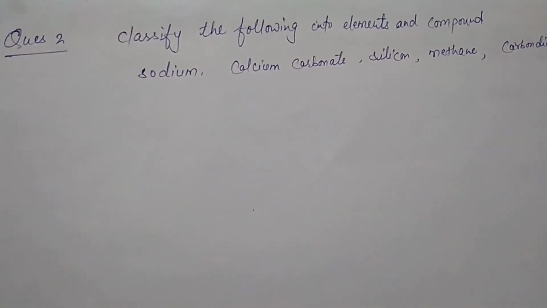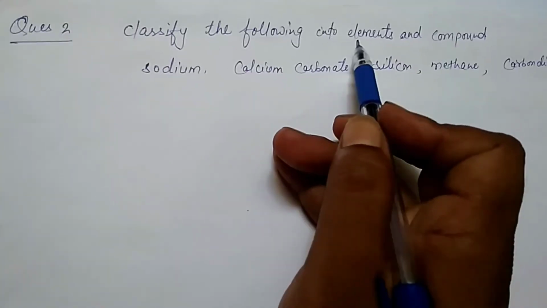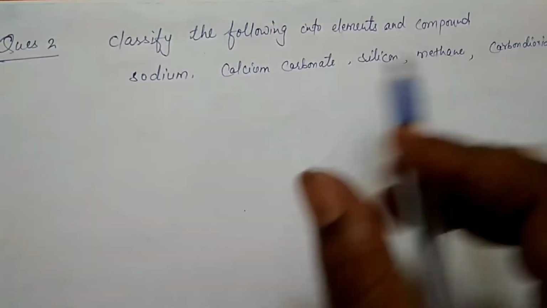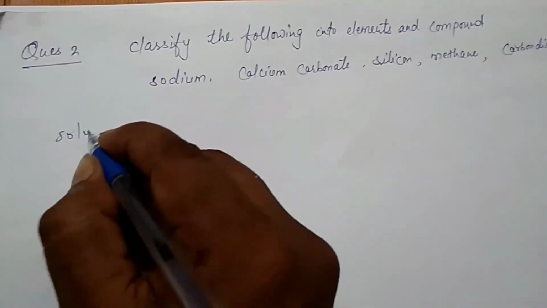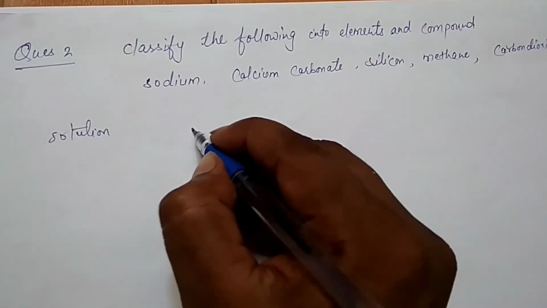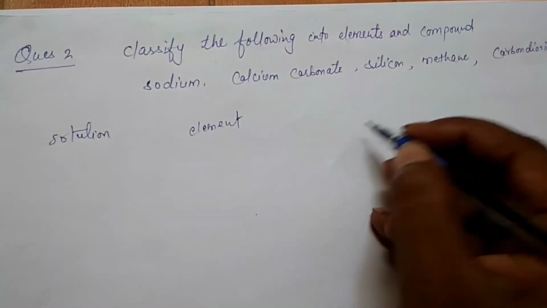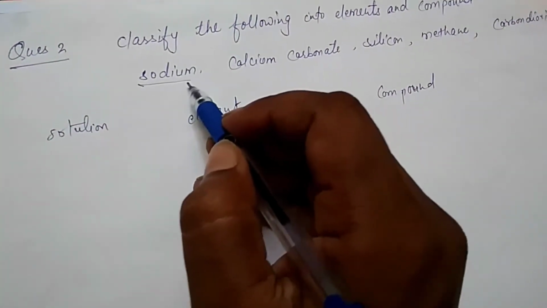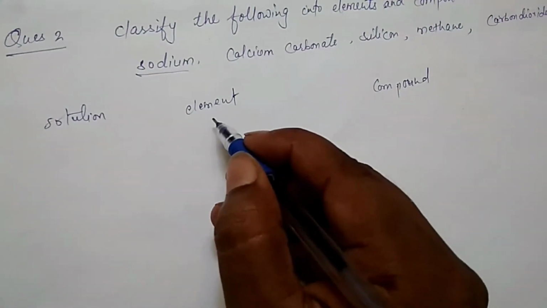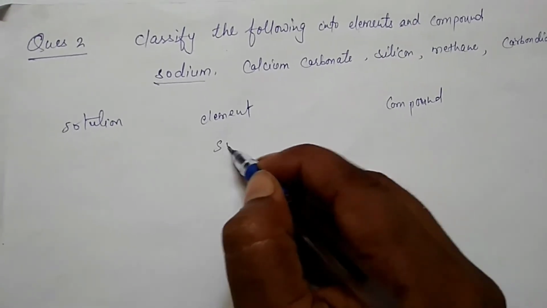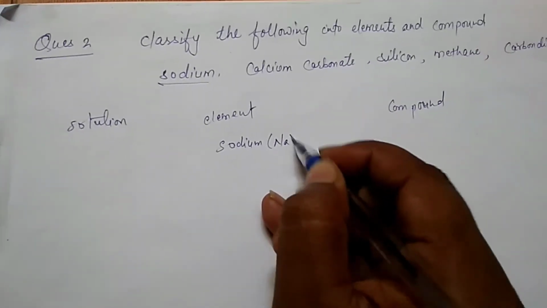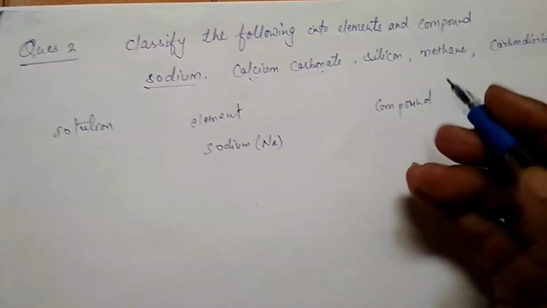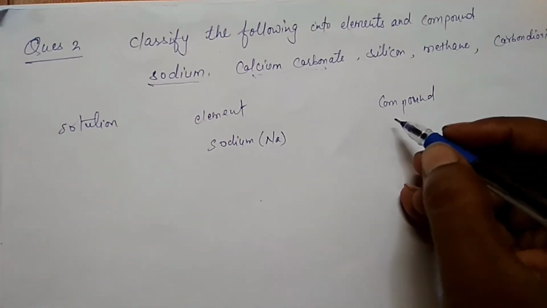Now see children, question number 2. Classify the following into elements and compounds. Okay, we have to separate the elements and compounds from these, children. So the solution is, first we will separate, this is element and this is compound. Now sodium is a single form of substance, so it will be an element, children. Sodium, its symbol is Na. Calcium carbonate, children, is the combination of calcium, carbon and oxygen, so more elements are combined chemically, so this will be a compound.